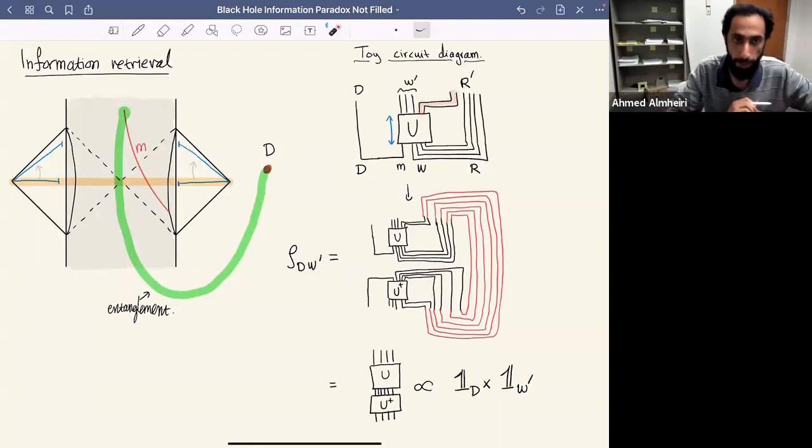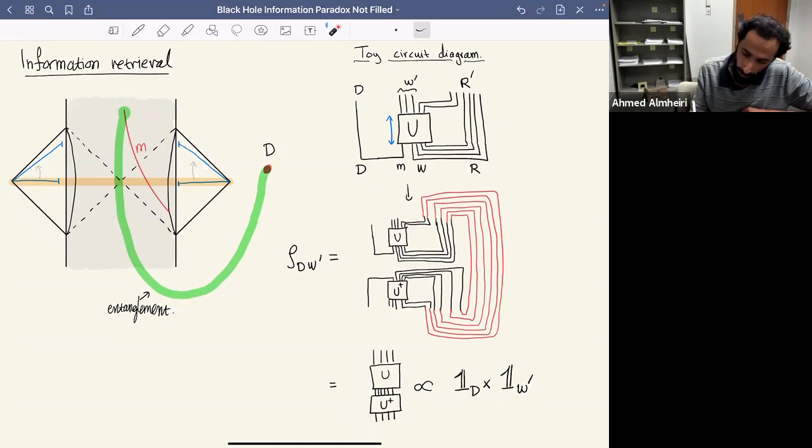you let the black hole evaporate for a little bit more, so you collect some more Hawking radiation. That's what these two legs going into R prime are supposed to indicate. And so the final state is you have D, you have the new black hole, and you have the new radiation. Let's imagine you compute rho D W prime. You can do that by simply tracing out R prime, that's what these red lines are supposed to be, so we're tracing out the radiation. Then you find a quantum circuit which looks something like this.